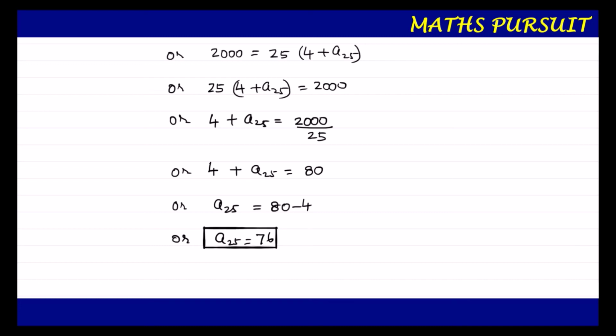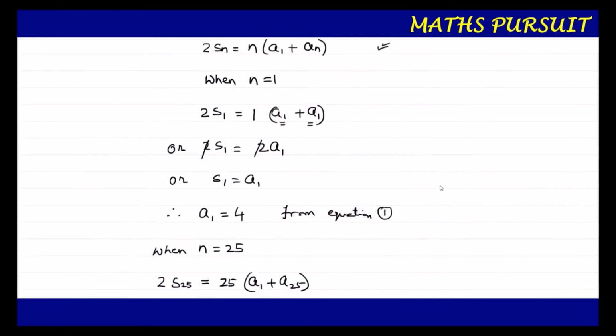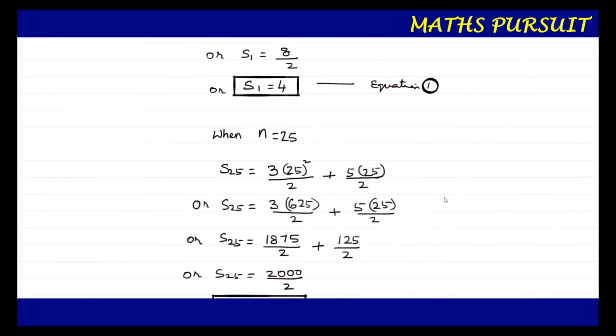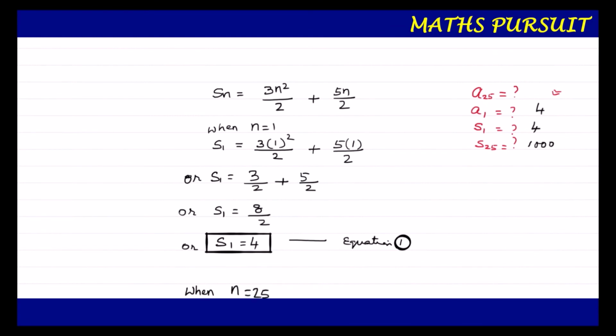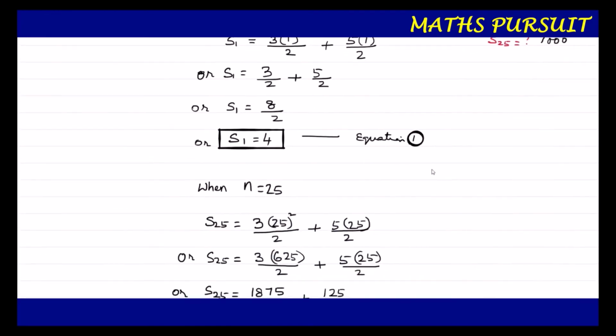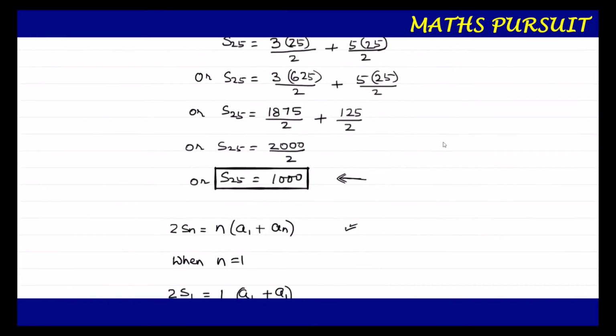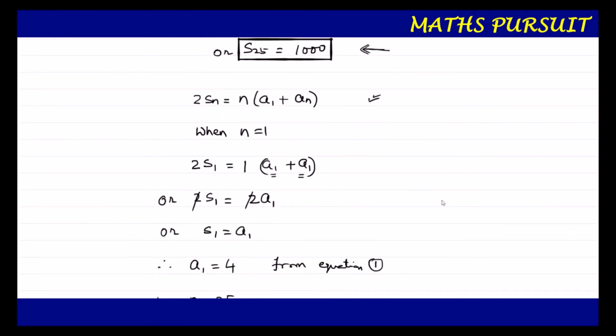If you look at the question, it asked us to find its 25th term. Initially we also decided that we are going to find out all these values like A25, A1, S1 and S25, and finally we reached the value of A25 as 76. Hope guys you understood this calculation and the steps that I used in order to solve this type of questions.